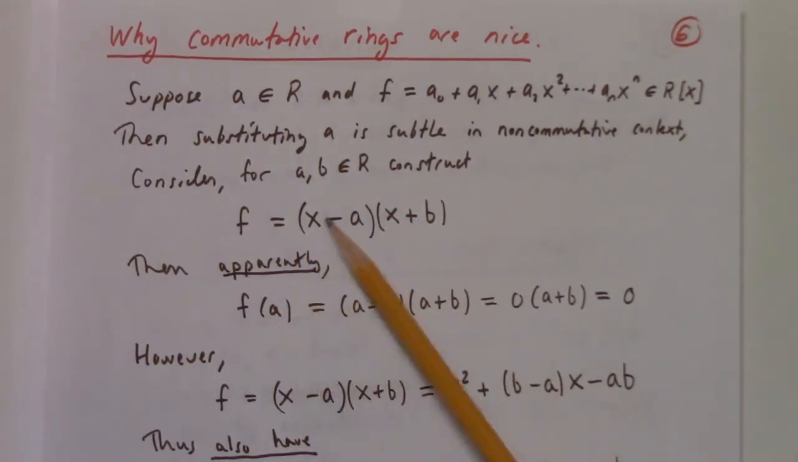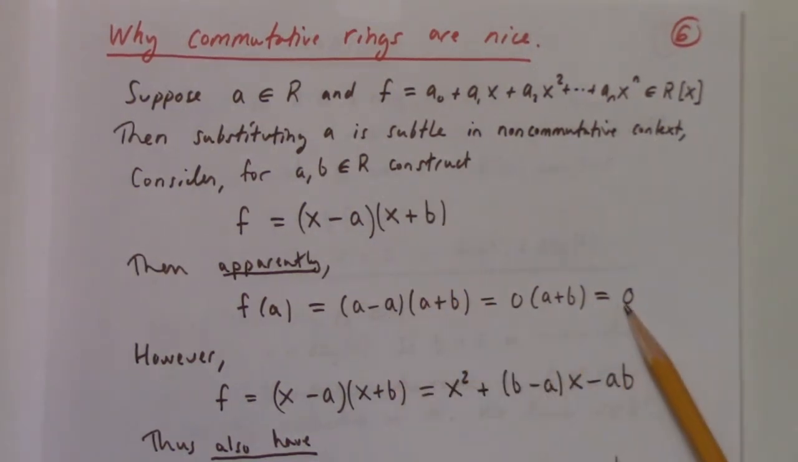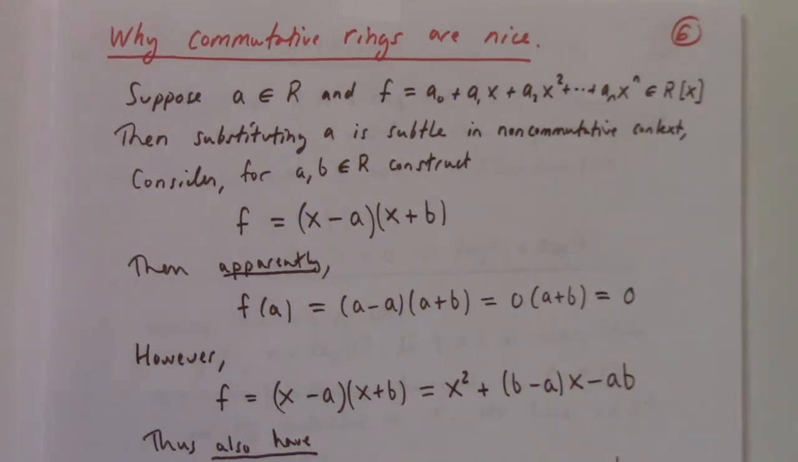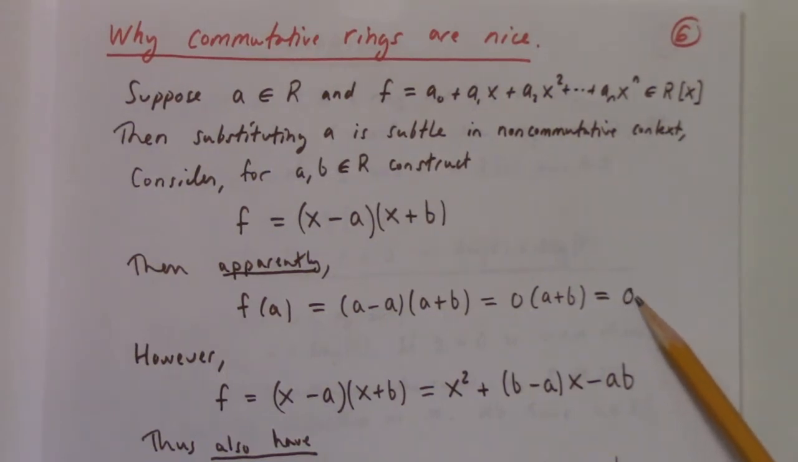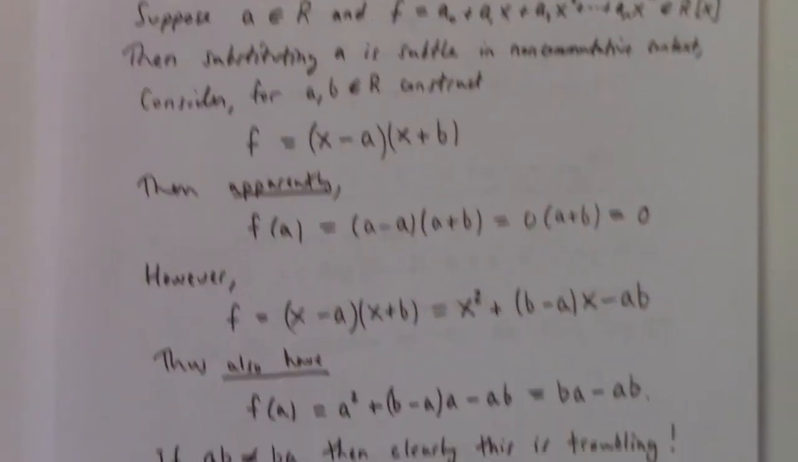If we plug the a into this expression, we get a minus a times a plus b, which is 0. But on the other hand, if we multiply it out first to get x squared plus b minus a x minus ab, and then we plug in a, we get a squared plus ba minus a squared minus ab, so the a squareds cancel. But oh no, we're left with ba minus ab, which doesn't have to be 0 in a non-commutative context. This is very troubling. It means that if we evaluate before or after we do algebra, we get different answers. That's not cool.